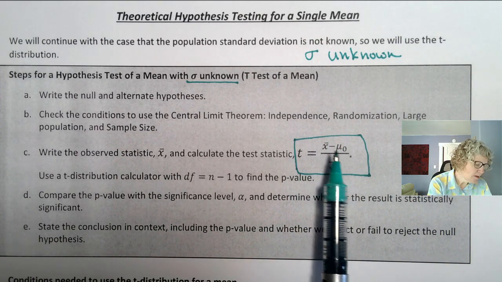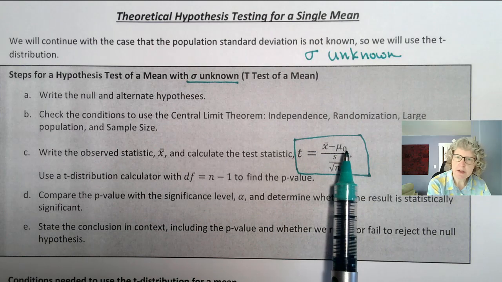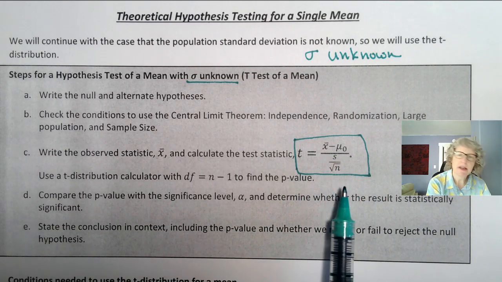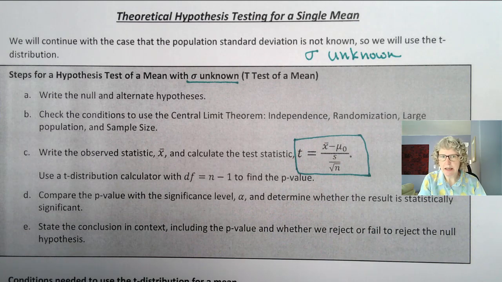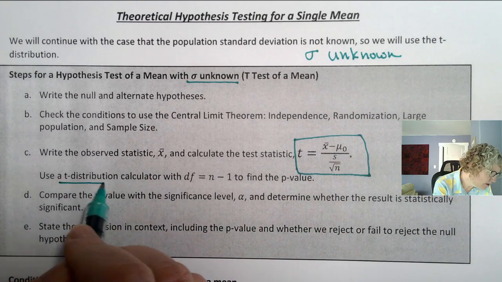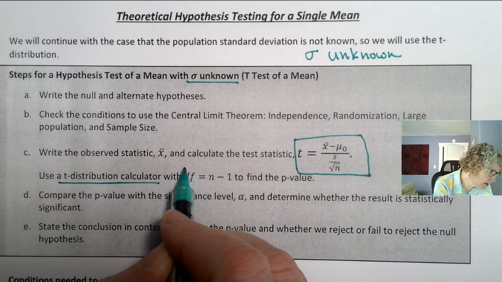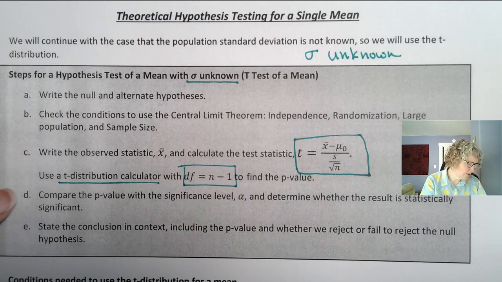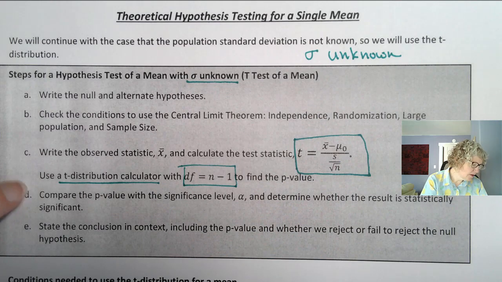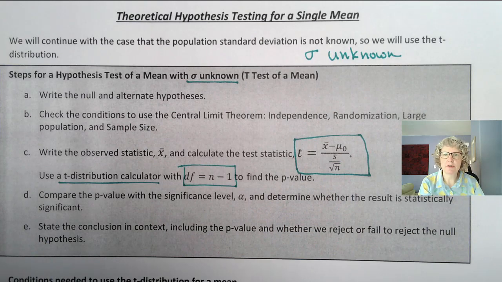We're taking our mean minus the null value. How far from the null value are we? And then how many standard errors away is that? Okay, so same idea as the z statistic, but we're using the t-distribution. So we'll use the t-distribution calculator with degrees of freedom n minus 1 to find the p-value. And the last two steps are just like you're used to. Compare the p-value with the significance level, determine whether the result is statistically significant, state the conclusion in context, including the p-value and the decision.